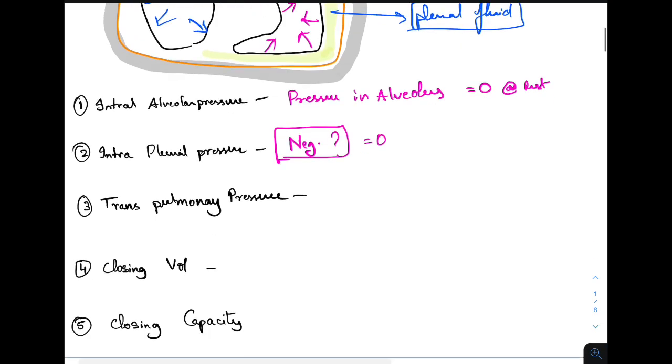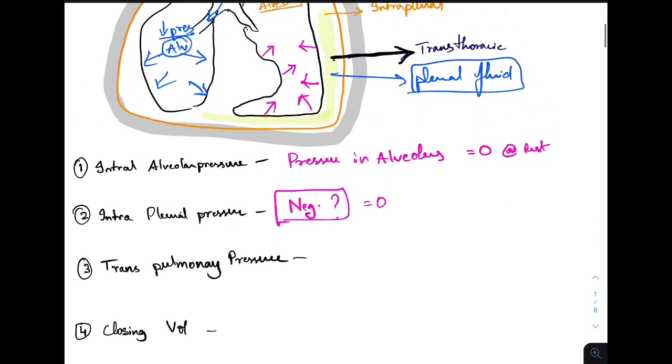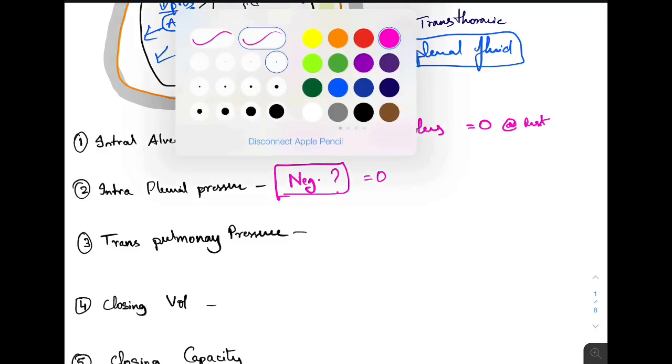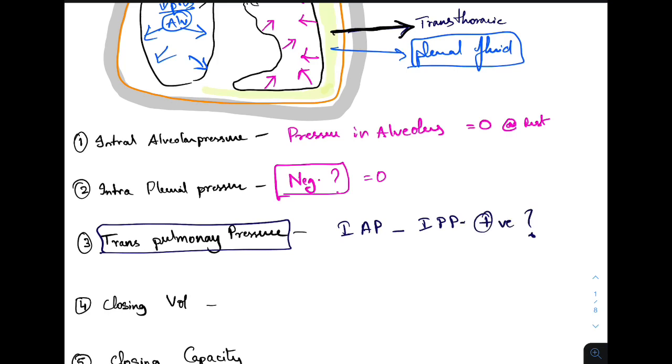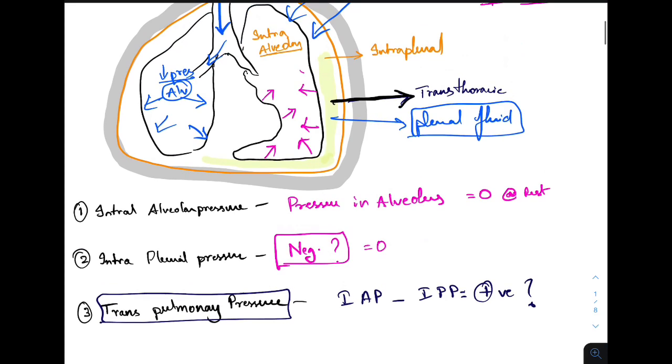So this intrapleural pressure and alveolar pressure, preventing the lung from collapse, the difference is given by the transpulmonary pressure. This is intraalveolar pressure minus intrapleural pressure. It is usually positive. Why? Because the air is exerting pressure on the lungs from inside to maintain patency and keep the lungs open. So this is why it is called positive.